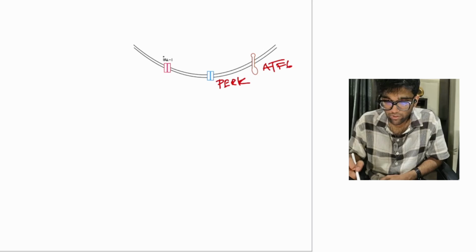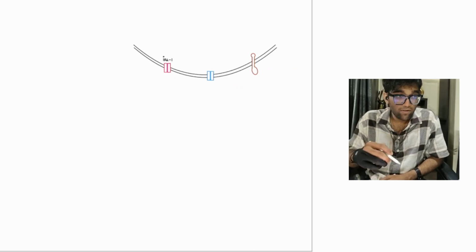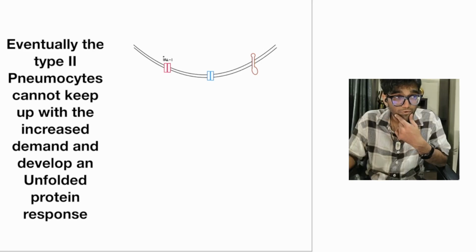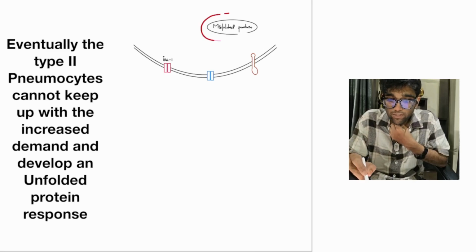Okay, we'll talk about it now. What has happened is this type 2 pneumocyte is now trying to produce a lot of surfactant. Okay, so it cannot keep pace with the amount of increased demand on it for surfactant production, and also it has to divide, so it requires more protein production.